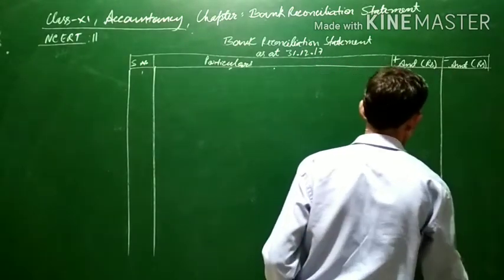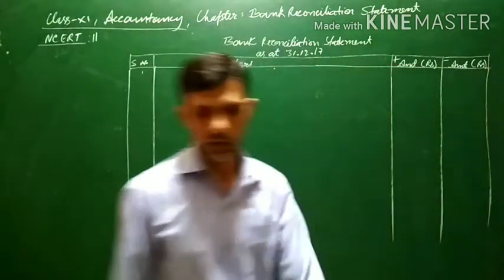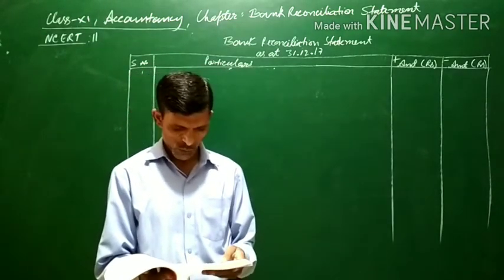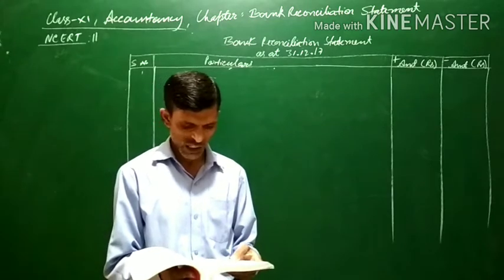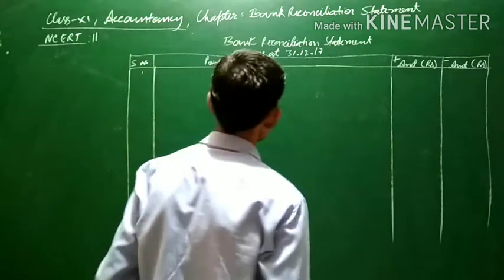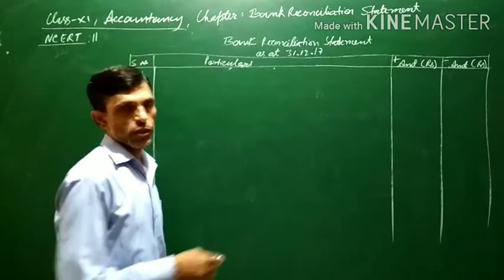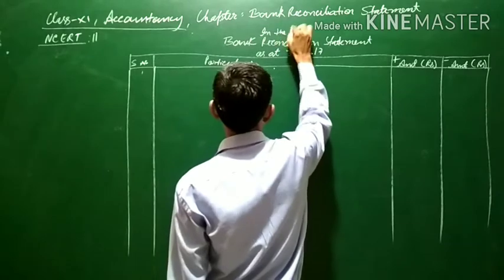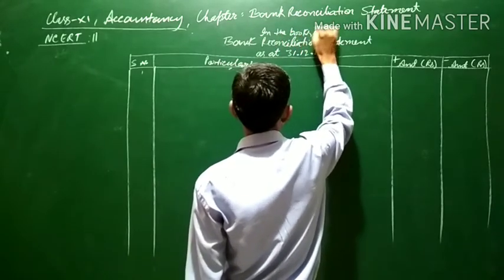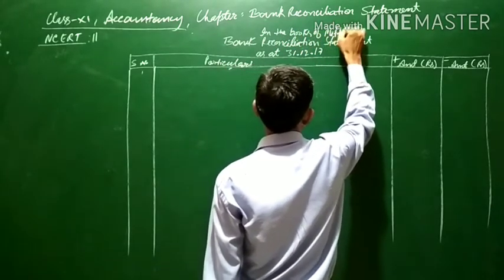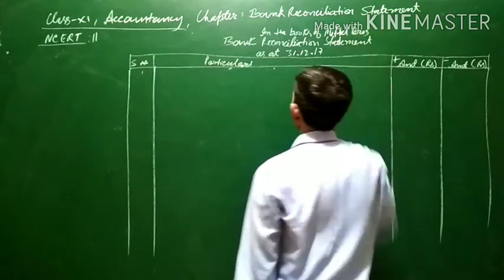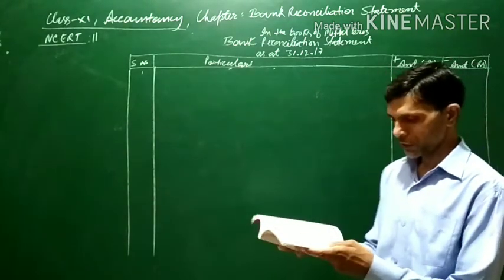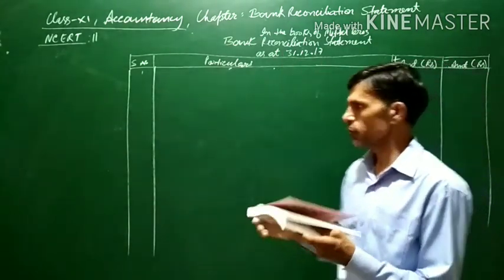Now in question number 13 also, let us see what is the balance on 31st December 2017, the cash book of Mittal Bros. Here the name of the firm is also mentioned, so at the top you can write in the books of Mittal Bros. Bank reconciliation statement, and the date is the same, 31st December 2017, it is already mentioned.